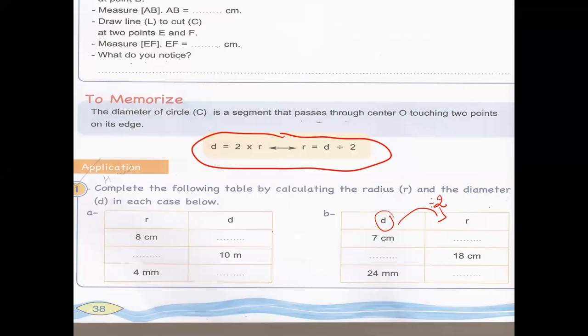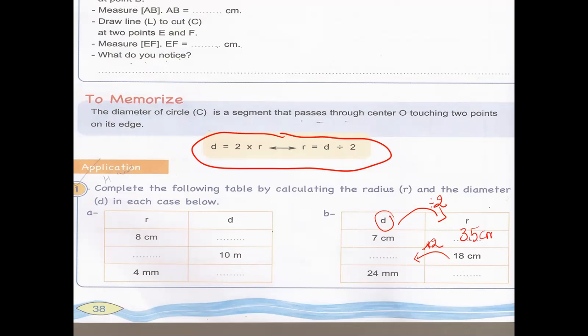If the radius is given, we have to multiply by 2 in order to know the diameter. If the diameter is given, d, we have to divide by 2. Diameter equals 7, so 7 divided by 2. Half of 7 is 3.5.